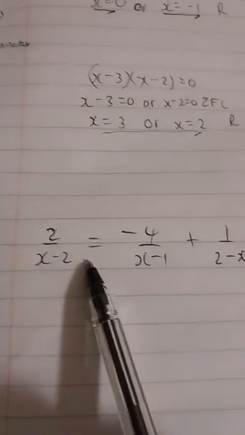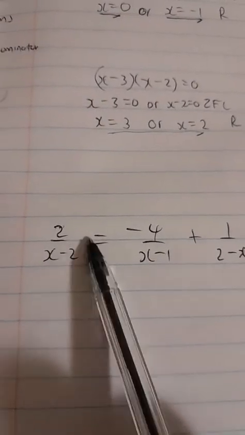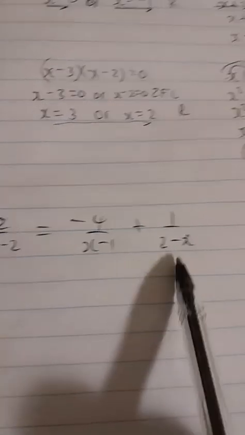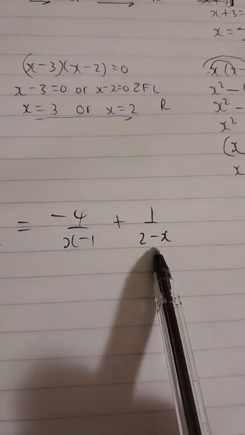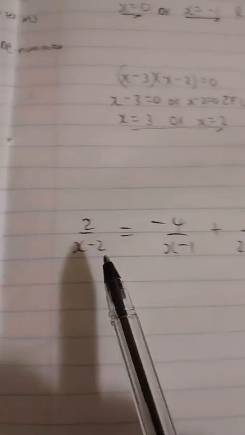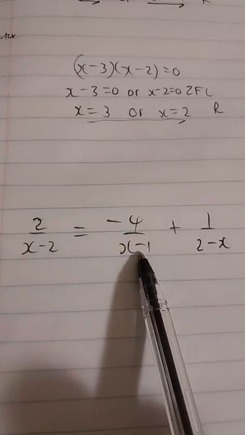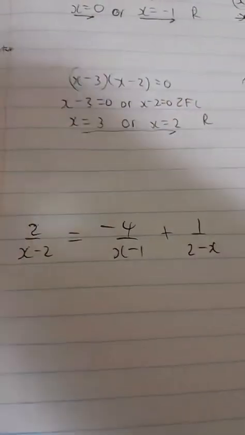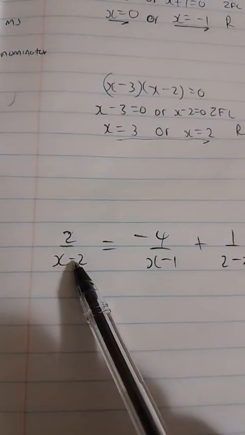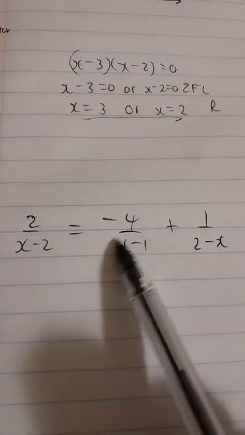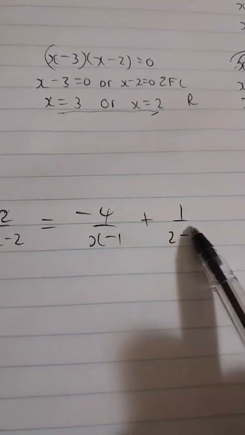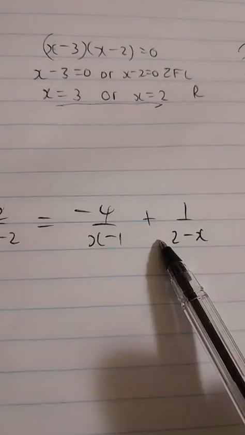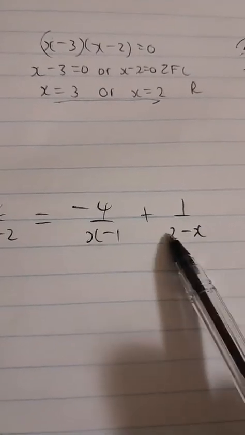Now we are looking at the 3 terms we have: 2 over x minus 2, minus 4 over x minus 1, and 1 over 2 minus x. The denominators are x minus 2, x minus 1, 2 minus x. Factorize if necessary. This denominator, no need for factorization. This denominator, no need for factorization. This denominator, the order is off, it's not giving this order.